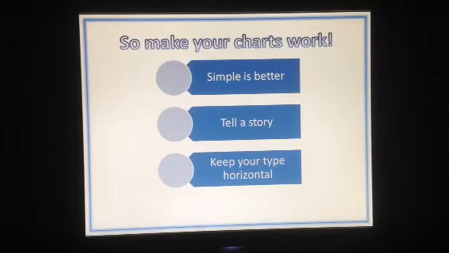So make your charts work. Remember, simple is better. Remember to let them tell a story. And please keep your type horizontal.